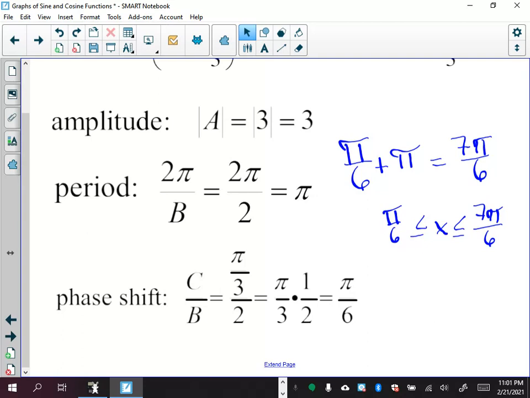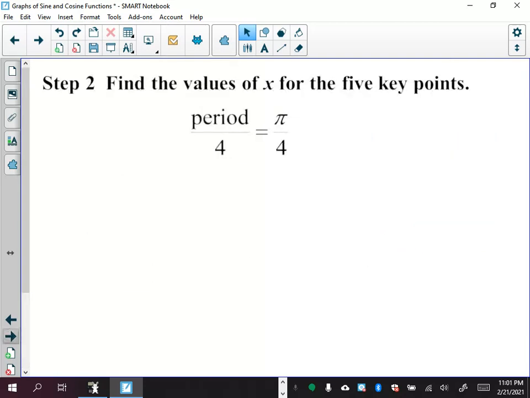All right. So now we have our amplitude, we have our period, we have our phase shift. So now you can plug everything into the calculator if you want to, or you can do this by hand and find the 5 key points. So remember, you're going to take your period and divide that by 4. So in this case, it's pi over 4.